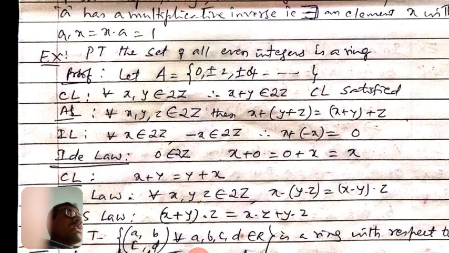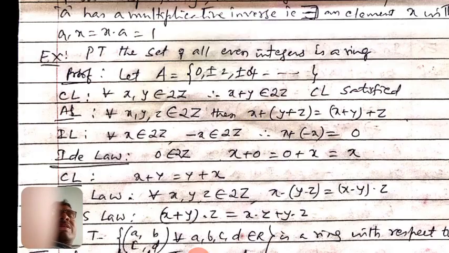Thus closure law holds good or is satisfied. Then come to associative law. For all x, y, z belongs to 2Z, then x plus (y plus z) is (x plus y) plus z. Then identity law. In the given set, 0 is the identity element. Therefore, 0 belongs to 2Z such that x plus 0 is 0 plus x is equal to x for all x belongs to 2Z.